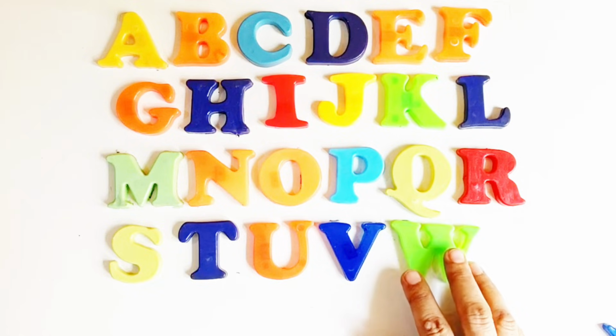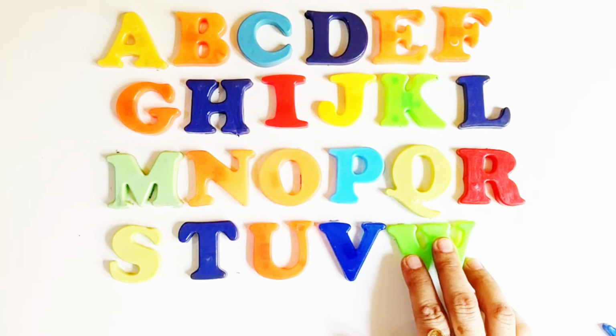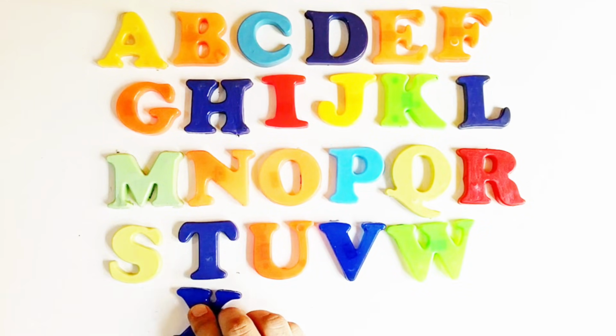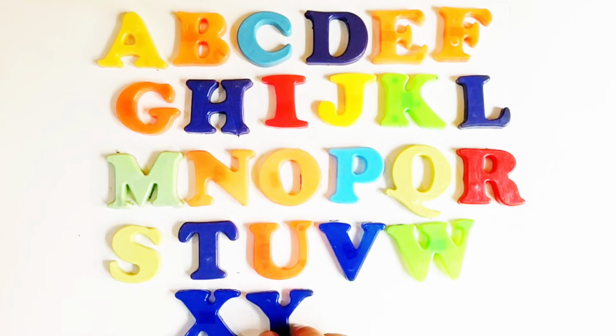W. W for watermelon. This is X. X for X-ray. This letter is Y. Y for yak. This is Z. Z for zero.